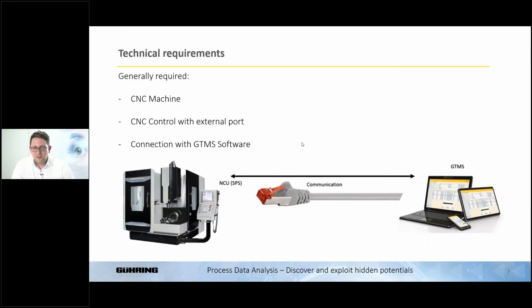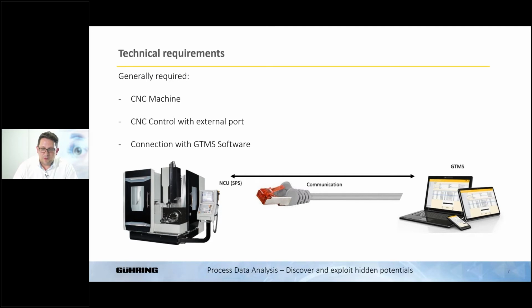So first thing, for sure, what we need to get some data, we need a production machine. So normally this is a CNC machine with a control. Then we need a control with an interface. This is clear. We need some connection to a PC system or a laptop with our software on that. And that's basically everything.